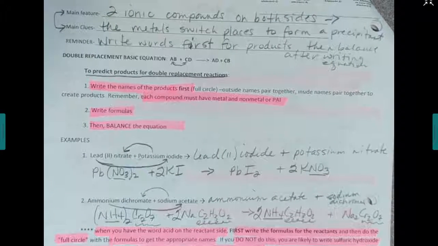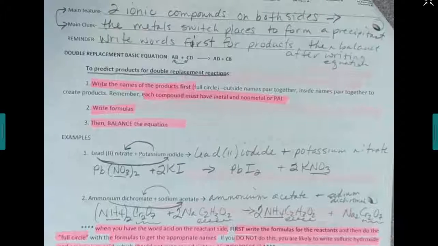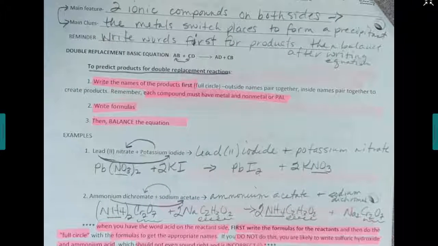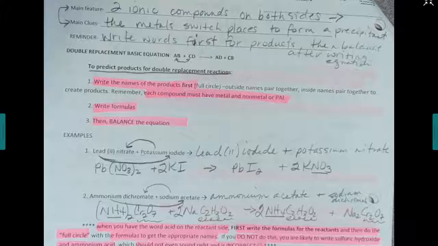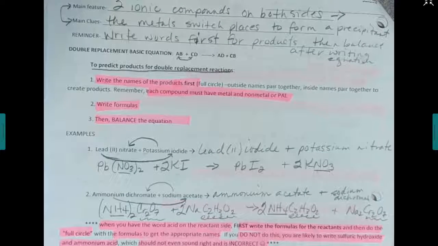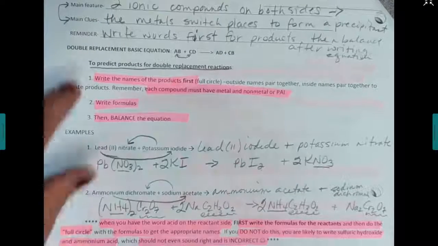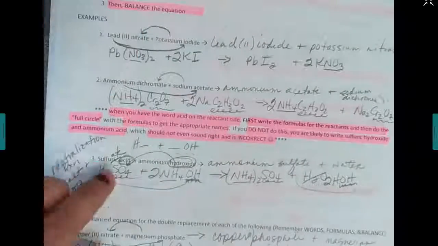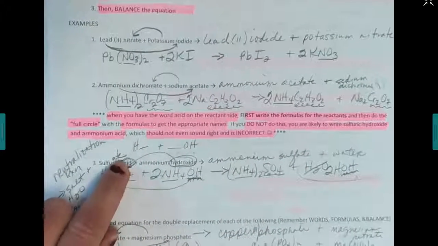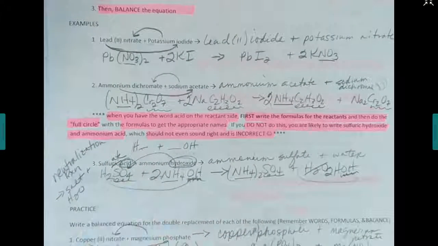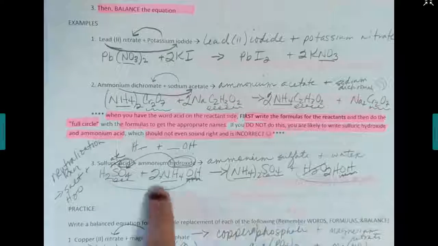These are called neutralization reactions, which will produce a salt and water. So we have sulfuric acid plus ammonium hydroxide. Okay, so hydrogen bonds with hydroxide, ammonium comes back and bonds with sulfate. Remember, when you write an acid, ic becomes ate, so sulfate, and we rewrite water as HOH to balance.